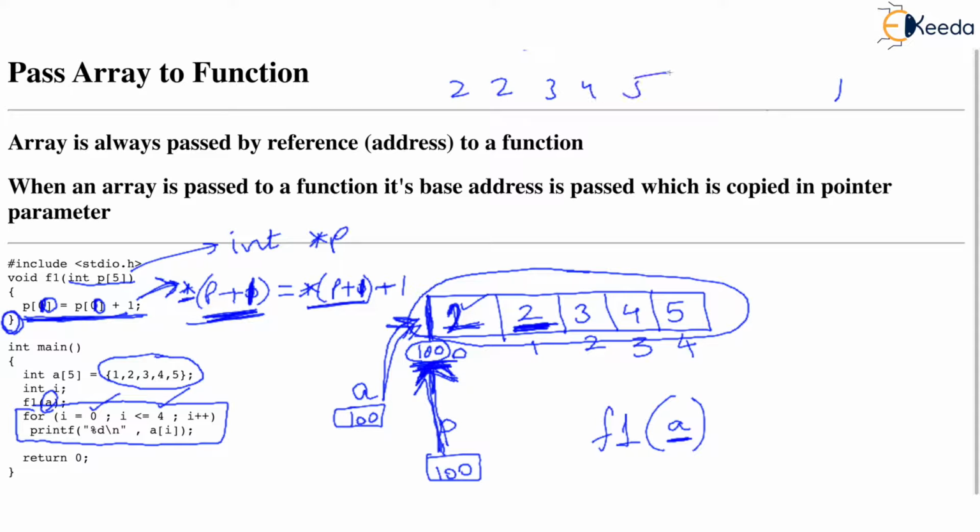This proves that when you pass the name of the array to a function, you have access to the entire array and you can reach any element.